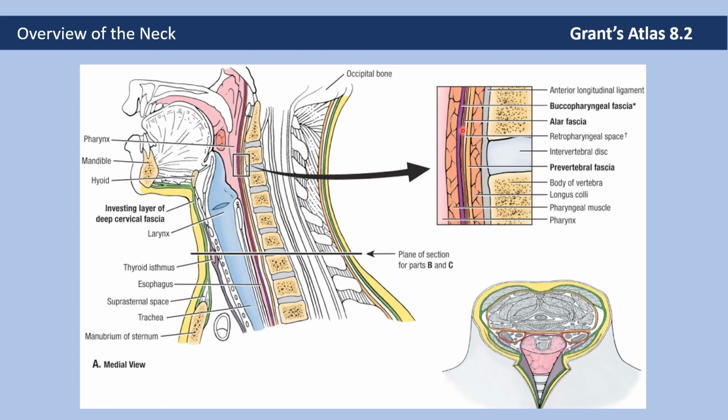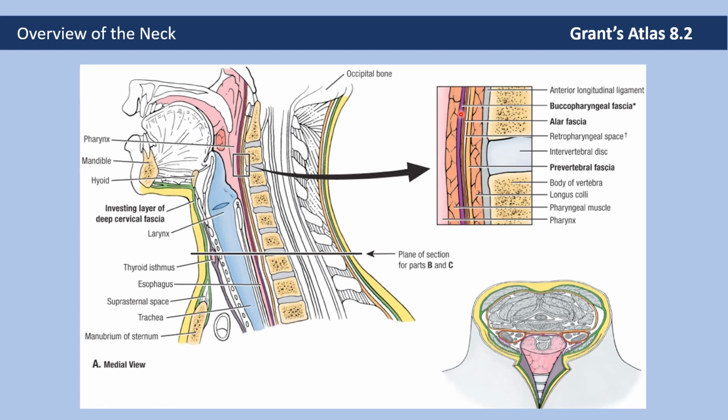And so for our purposes, we will, as your pictures define it, take this space as posterior to the alar fascia and anterior to the prevertebral fascia. But it is important for you to note that some schools and some texts also refer to this space immediately anterior to the alar fascia, yet posterior to the buccopharyngeal fascia, as also a part of the retropharyngeal space.